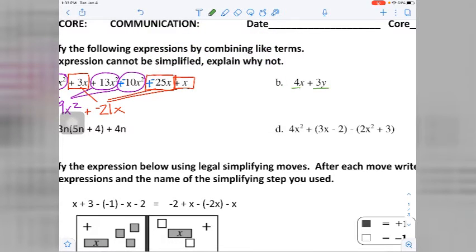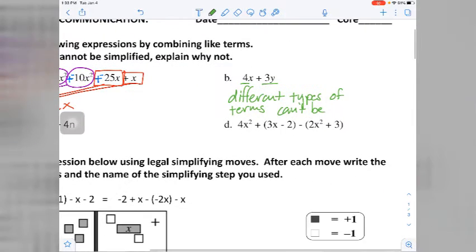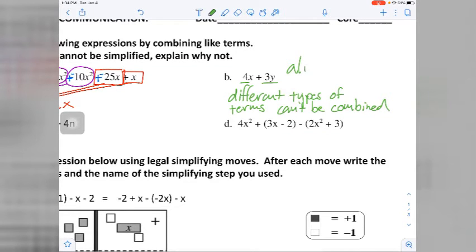People identified that these are not like terms. There is no combining them. So different types of terms can't be combined. Right? So this one is already simplified. Most students got this right.